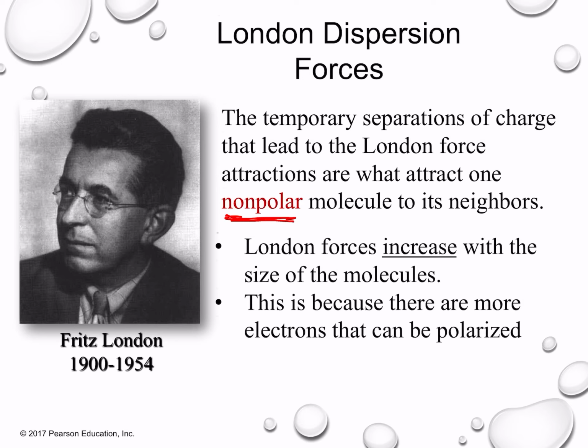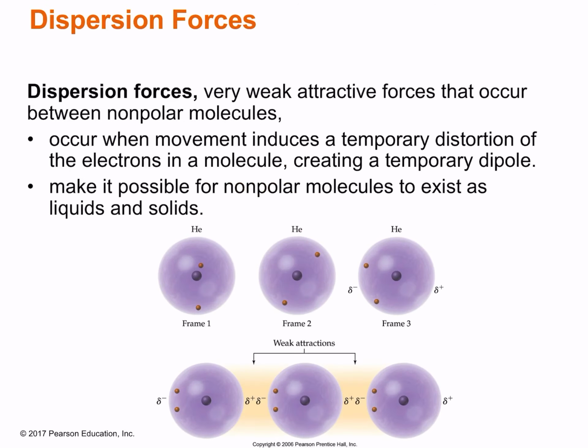A couple things I want you to know. The London forces increase with the size of the molecule. As the molecule gets bigger, it has larger and larger London dispersion forces. This is because there are more electrons in that molecule, so there are more electrons that can be polarized. I'm going to show you what London dispersion forces mean. But just as a trend, as your molecule gets bigger, you get more London dispersion forces because there are more electrons. So I'll show you what I mean.